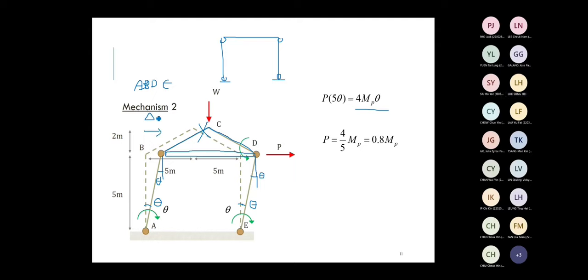What is the horizontal displacement? You can calculate it easily. Delta H is equal to 5 theta, the arc length. The radius is 5, the rotation is theta, so 5 theta gives you delta H. So this one is easy. You can find the single value.